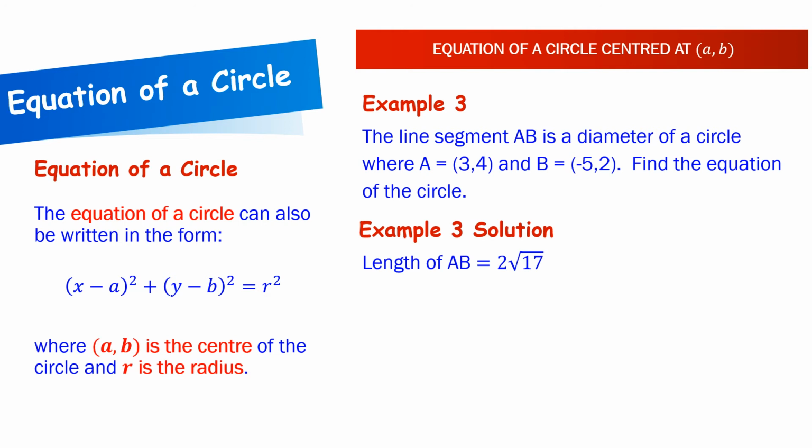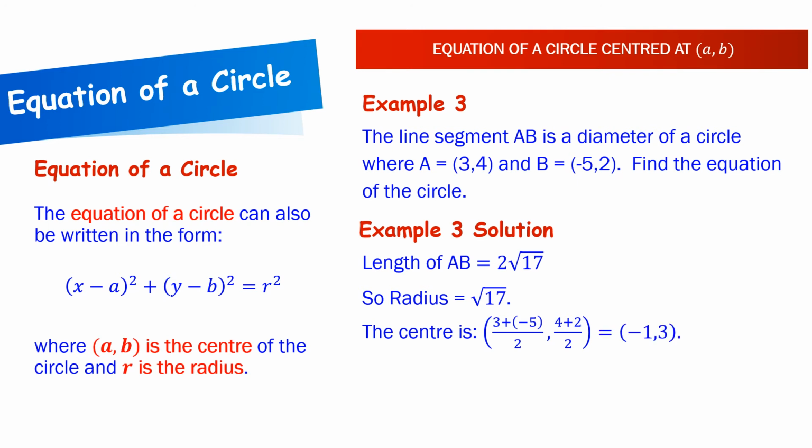Now that we have that the diameter of the circle is 2 root 17, we can find the radius, which is half of this. So the radius is half the length of AB, which equals root 17. Now the centre of the circle is ((3 plus -5) all over 2, (4 plus 2) all over 2), which equals (-1, 3).